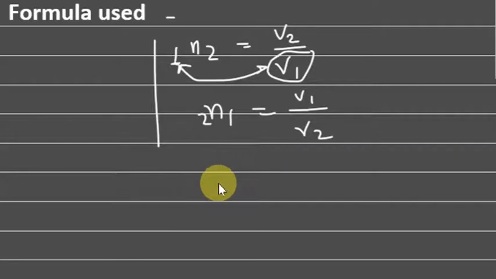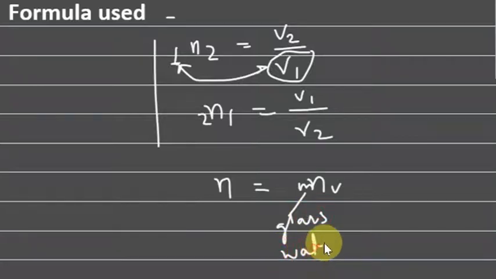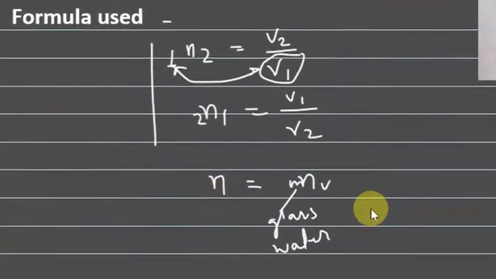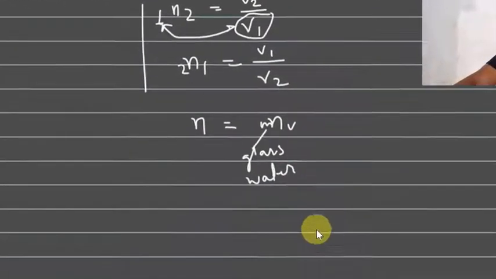Then we define absolute refractive index. Now what is meant by absolute? The second medium is vacuum and the first medium is glass, water, or whatever it may be. So if the second medium is vacuum, then we denote that refractive index by n. So remember these three formulas.